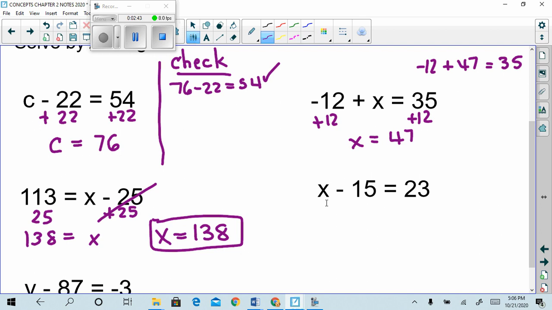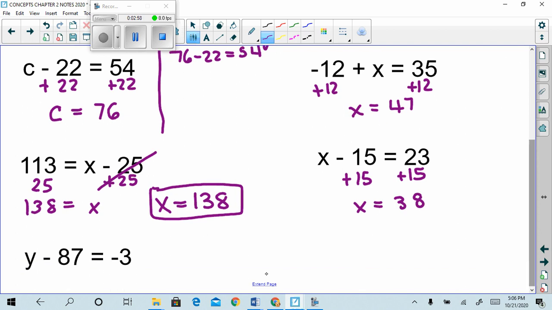Next one, x minus 15. I see subtraction, so I'll add 15 to both sides. Once again, x is equal to 38. And we could do a check on every single problem.